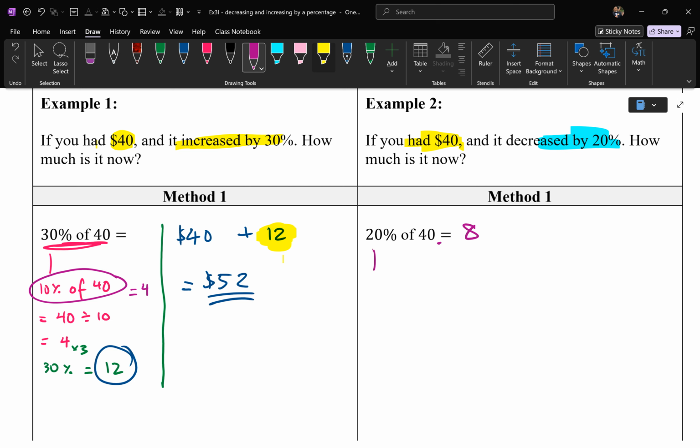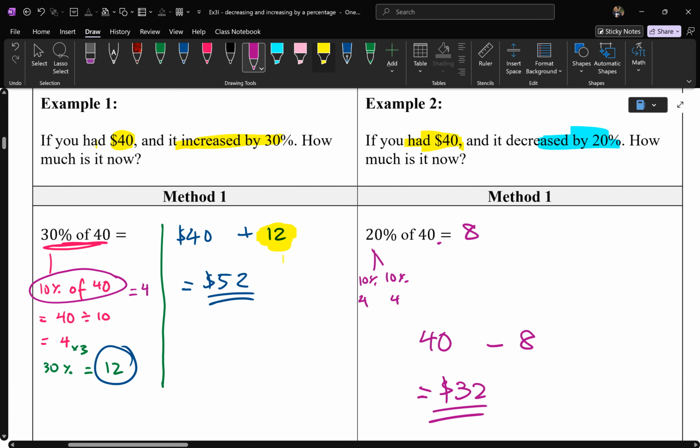Because we know that 10% is 4. So if you have 2 of those 10%, it's just double 4. Right? So that's why you get 8. So if you know that you're decreased by $8, you started off with 40 and your decreasing means subtracting, you take away 8. You're not increasing money, you're losing money. So 40 take away 8 gives you 32.